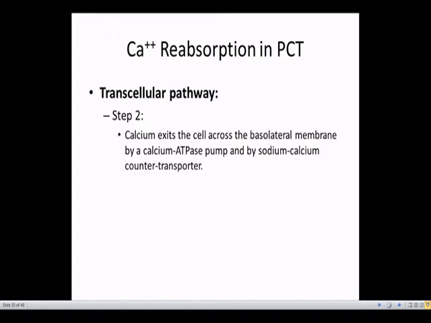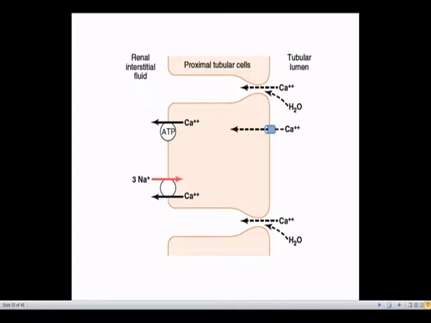So there are two proteins which help in calcium exiting the cell across the basolateral membrane. One is the calcium ATPase pump and the other one is a sodium calcium counter transporter. This figure shows the mechanism of calcium reabsorption by paracellular and transcellular pathways in the proximal tubular cells.